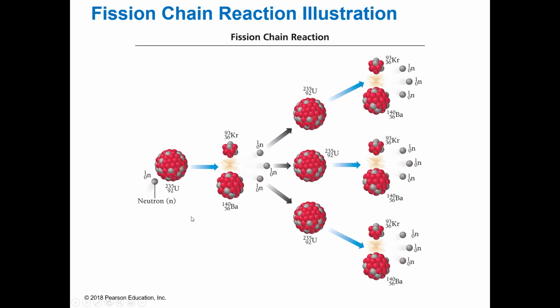And so this is our critical mass, our chain reaction. So we start out with at least 3% of U-235.